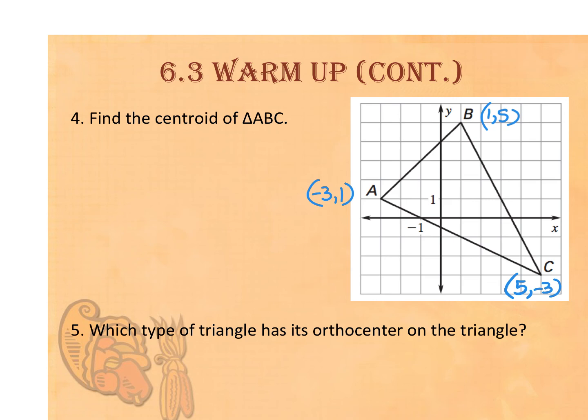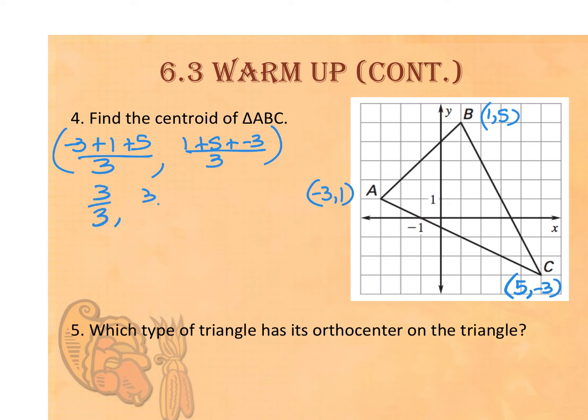The easiest way to find the centroid is I'm going to take all of my x values and add them up. So I'm going to add -3 plus 1 plus 5, divide by 3. Then I'm going to take all of my y's and add them. So I'm going to add 1 plus 5 plus -3, divide by 3. This ends up giving me 3 over 3. This one gives me 3 over 3. So my centroid is located at the ordered pair 1, 1.